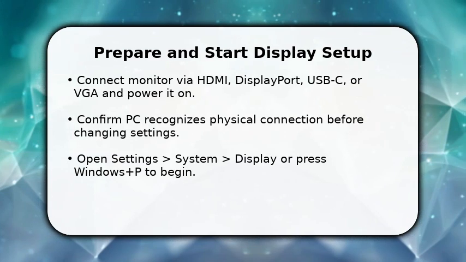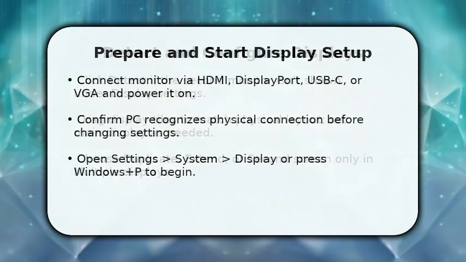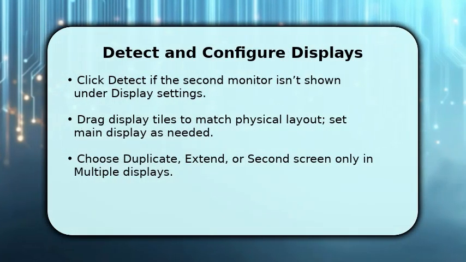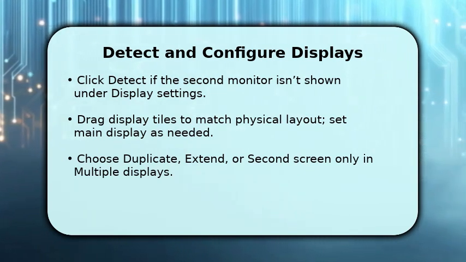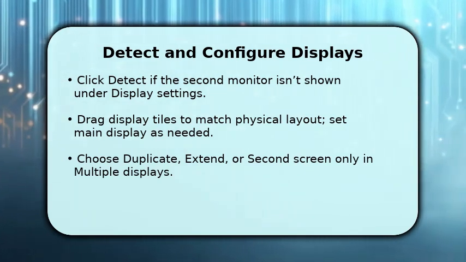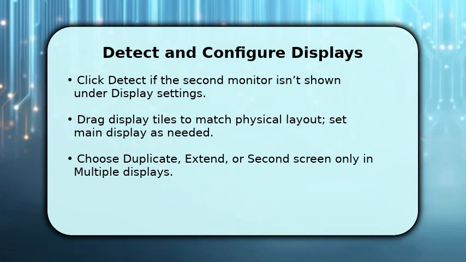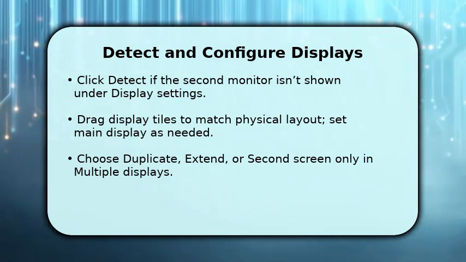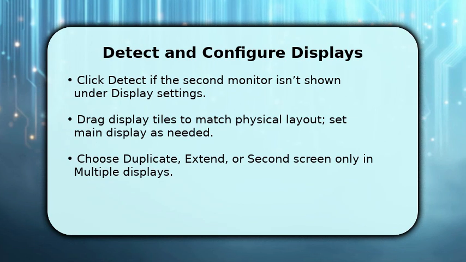Now focus on detection and layout. In display settings, click Detect if Windows didn't automatically list the monitor. This forces a hardware check. Once both displays appear as tiles, drag them to match the physical arrangement so the mouse flows naturally across screens.